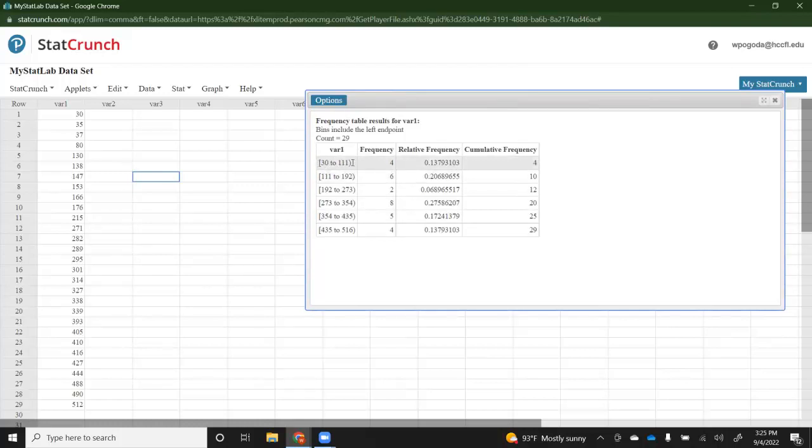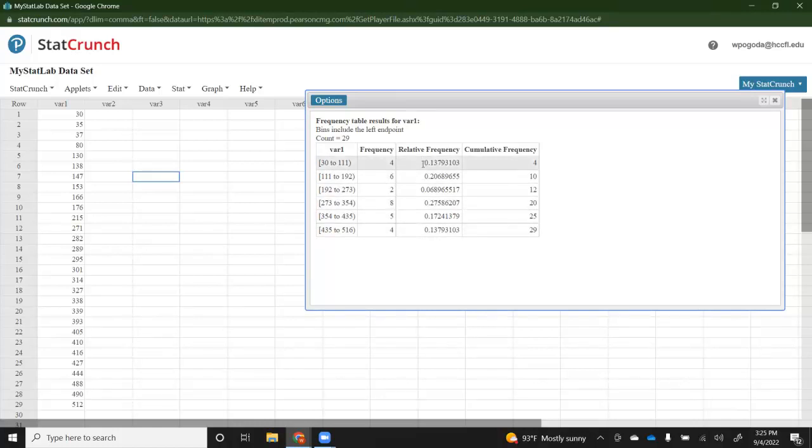This is something called interval notation. The square bracket on the left means the number is included, and the parenthesis on the right means the number is not included. So really, if we're just sticking to integers, the first group goes from 30 to 110, and then the next group starts at 111. So this matches up to exactly what we did here. And you see these are the counts that we calculated, 4 in the first group, 6 in the second group, and then it just continued down.